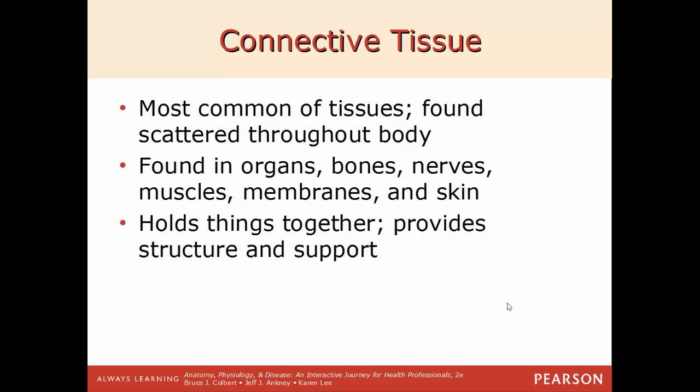Alright, connective tissue. This is the most common type of tissue and the heaviest type of tissue by weight when you compare the four different tissue types. Now, this can be found in organs and in bones and nerves and muscles and membranes and skin. And one of the biggest things they do is they hold things together. And they also provide structure and support. This is the type of tissue that will cover things like bone and blood. So people don't tend to think of blood being a type of tissue or bone being a type of tissue. But those two fall under the overall category of connective tissue.